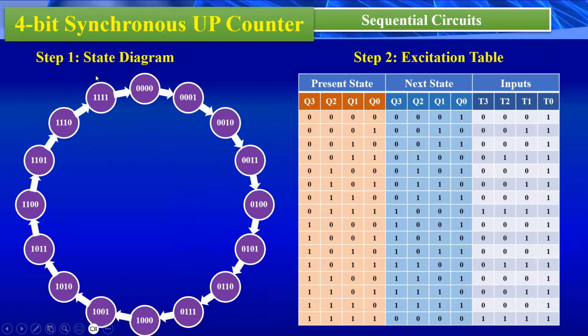First, I design the state diagram. It is again up counting. So I start from 4 zeros and end with 4 ones because this is a 4-bit synchronous counter. That means I need 4 flip-flops. I design this with the help of 4 T flip-flops. Again, present state, these are the next state values, and these are the flip-flop inputs.